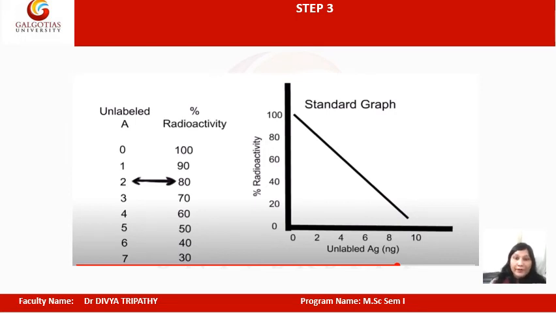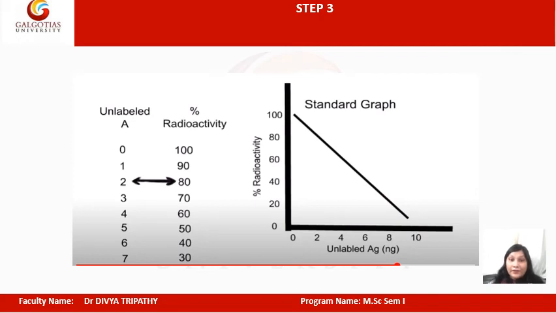Now we will find out the relationship. You can see the relationship is very clear. An increase in the amount of unlabeled antigen means a decrease in the radioactivity, right? Now we will plot these values and make a linear standard graph. On the y-axis we have taken the percentage radioactivity, and on the x-axis we have taken the concentration of unlabeled antigen in nanograms, and we will get a graph like this, a descending graph. This is actually the standard graph.